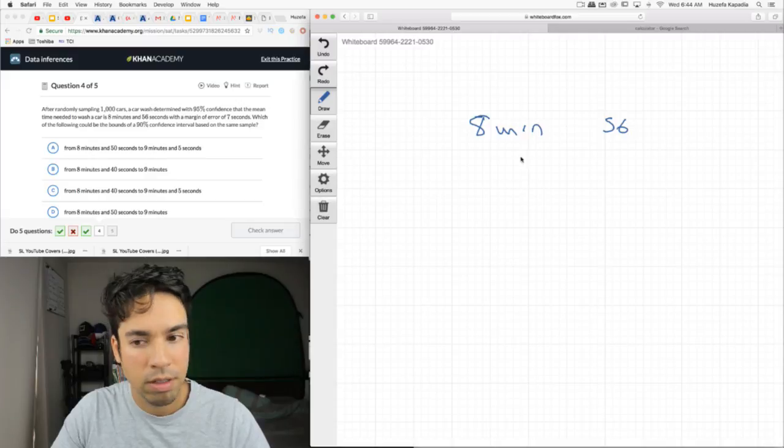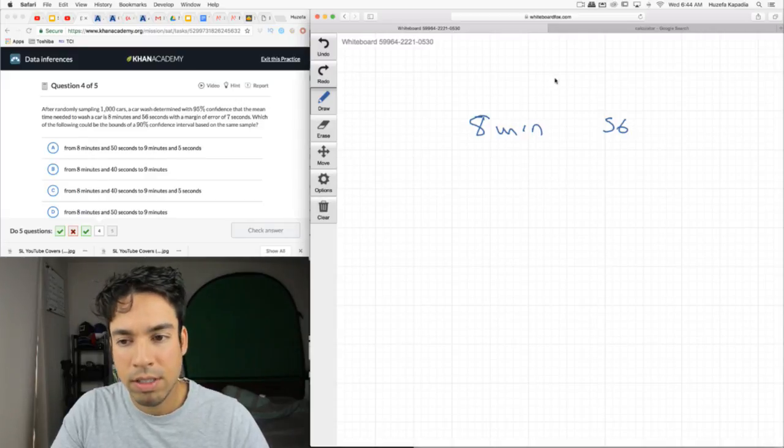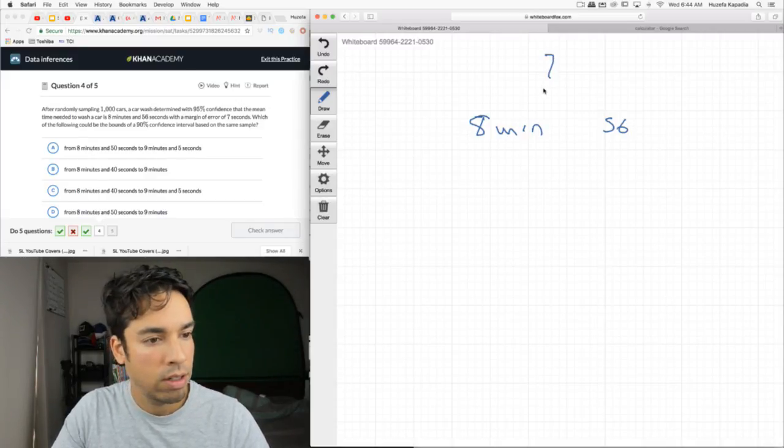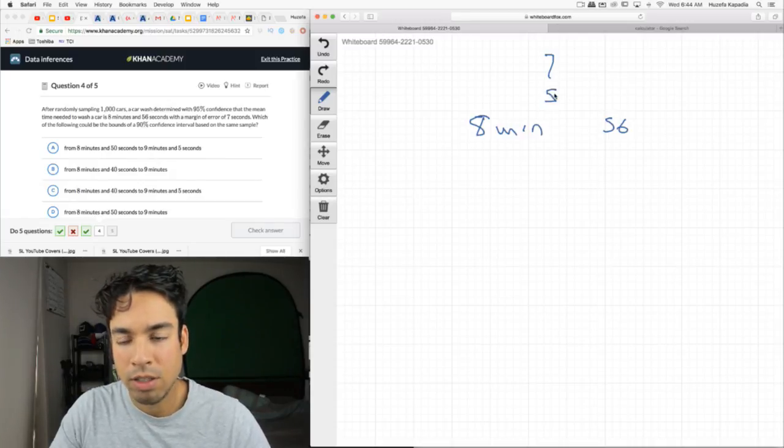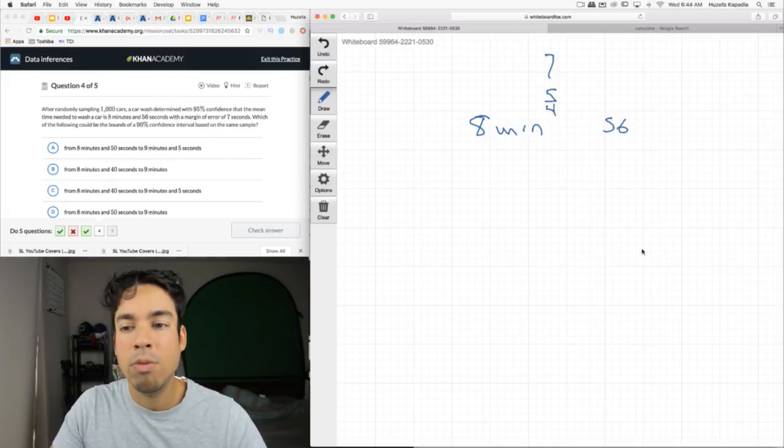Is our starting point. We got a margin of error of 7 seconds initially. So maybe, I don't know, let's drop it to 5 seconds or something like that. Yeah, maybe even 4 seconds. So I'm just giving you a ballpark idea.